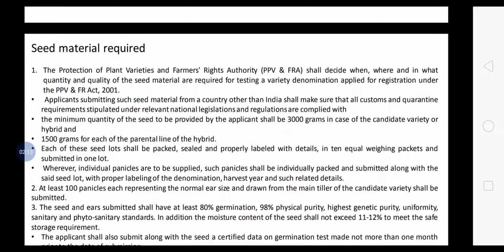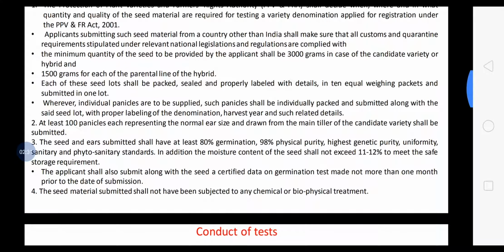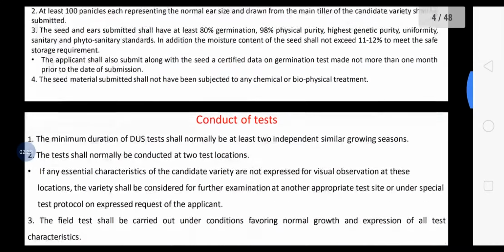In addition, the moisture content of seed shall not exceed 11 to 12% to meet the safe storage requirements. Applicant shall also submit along with the seed a certified data on germination test made not more than 1 month prior to the date of submission. The seed material submitted shall not have been subjected to any chemical or biophysical treatment.